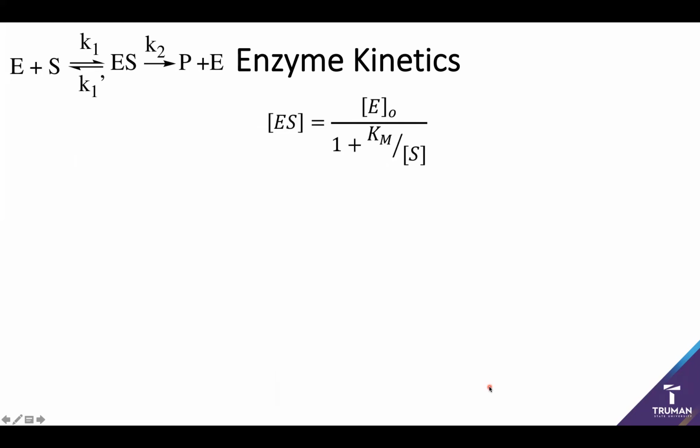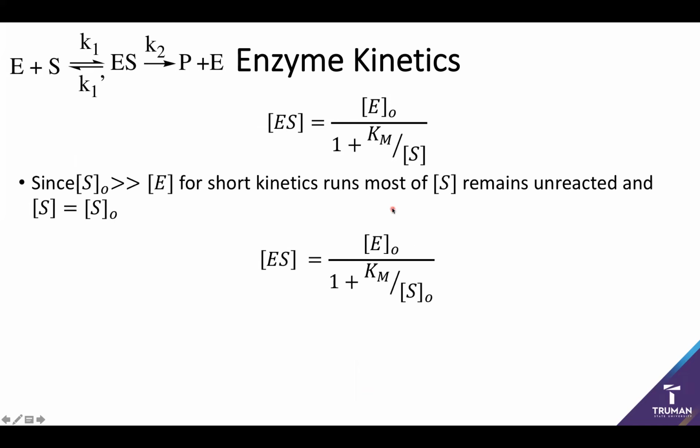However, we're often going to be interested in limiting scenarios. So one of the easiest approaches I can make is that since our substrate concentration is so much larger than my enzymatic concentration, for most relatively short kinetics runs, unless I have a very active enzyme, what I'm going to tend to see is that my concentration of substrate is going to remain relatively unreacted and relatively fixed. So I can replace my substrate concentration with my initial substrate concentration.